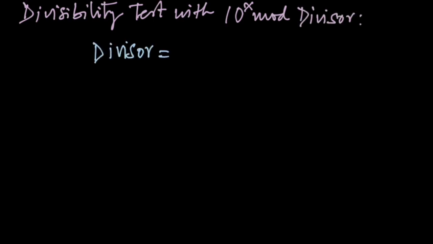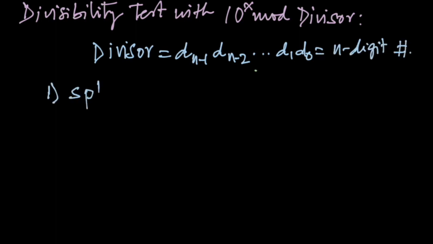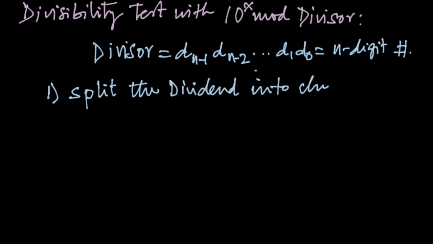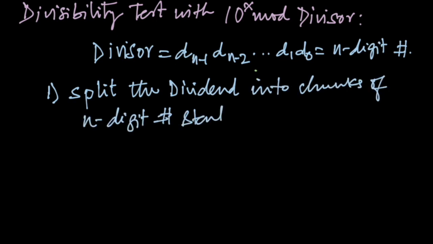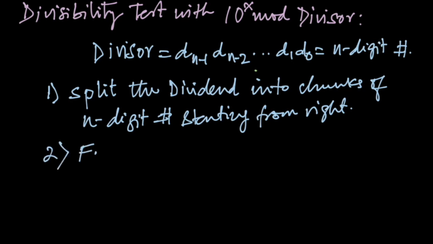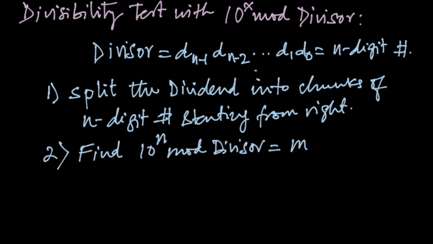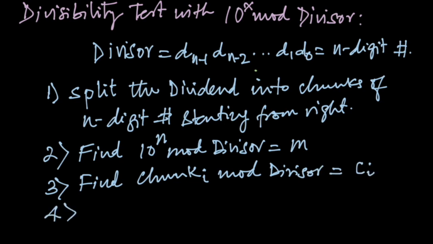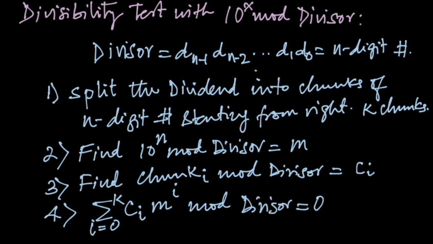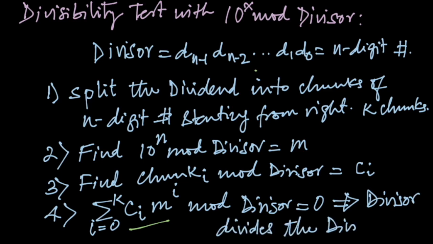Suppose the divisor is an n-digit number like this. First, we divide the dividend into chunks of n digits starting from the right side. Then we find the remainder when we divide 10 raised to the power n by the divisor. Suppose this number is m. Then for each chunk we find its remainder with the divisor. Then we calculate this sum, and if this sum is divisible by the divisor, then the original number is divisible by the divisor. So we will do some examples and see how it works.